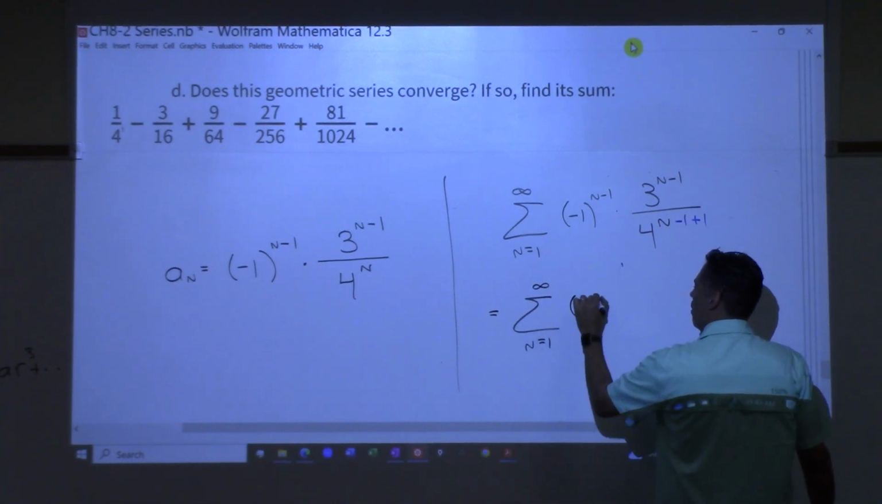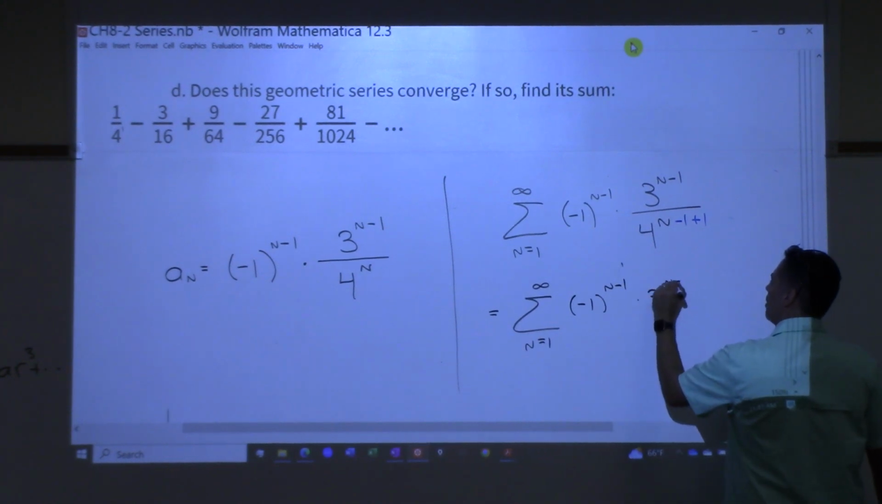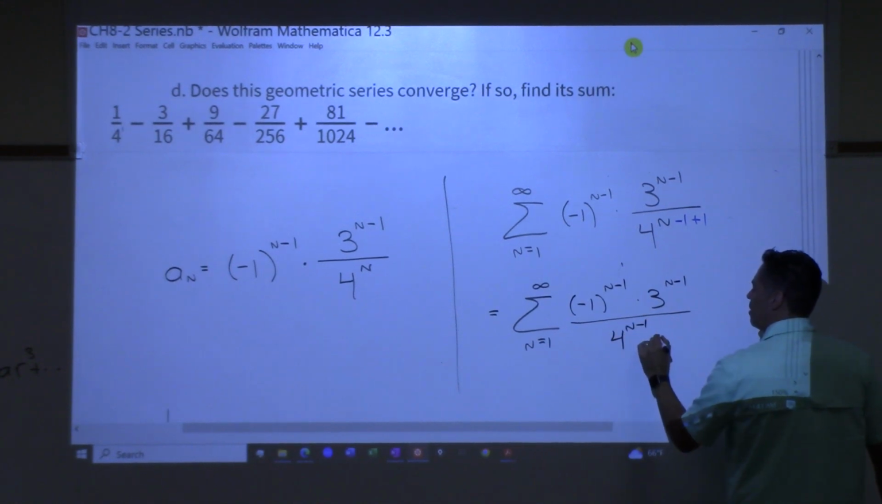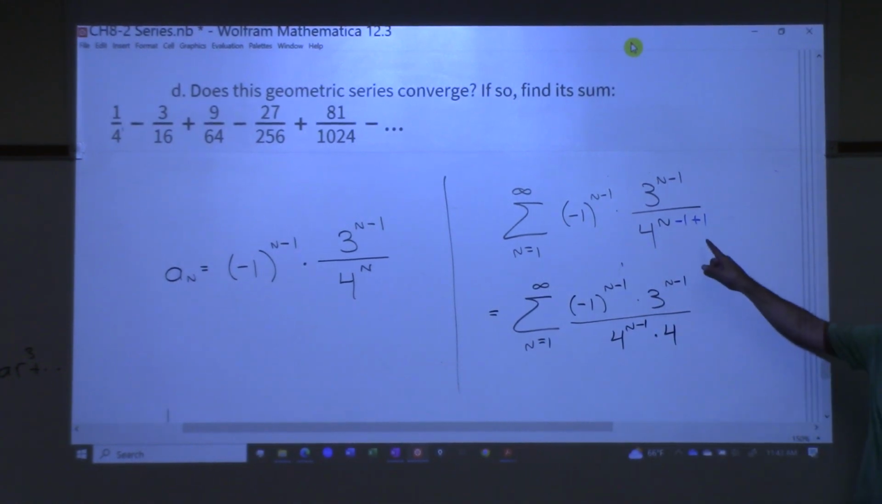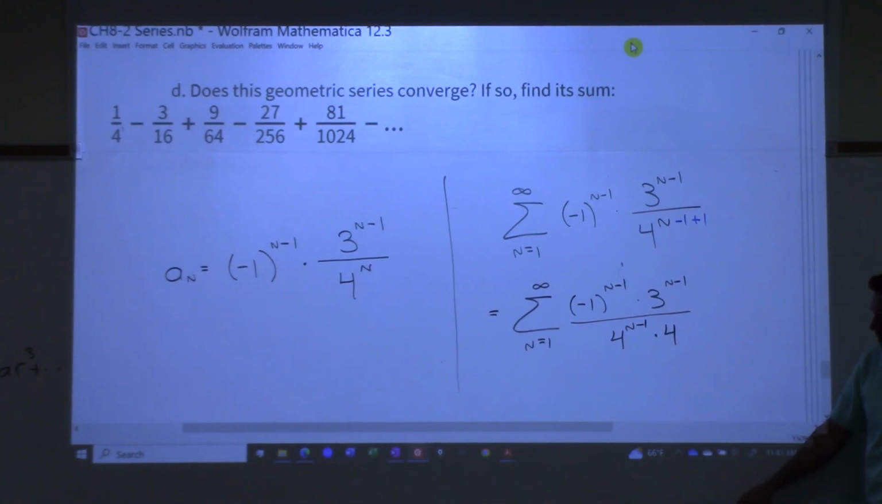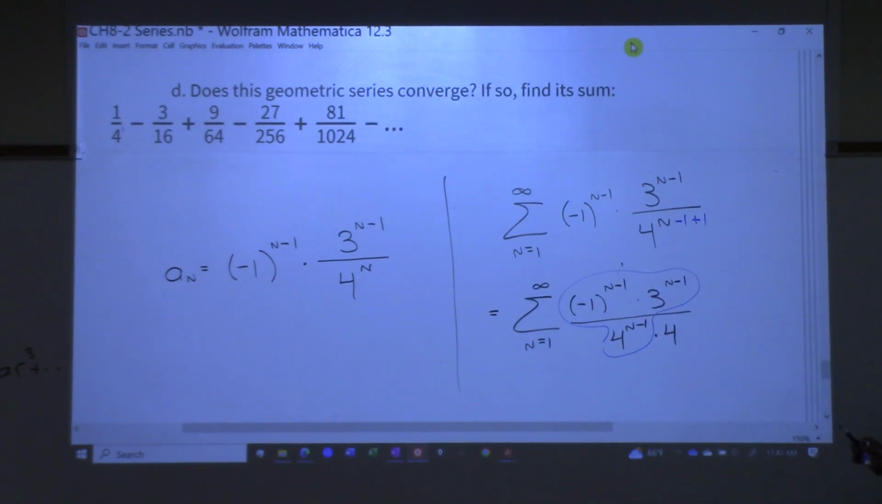All right, -1 to the n minus 1 times 3 to the n minus 1 over 4 to the n minus 1 times 4, right? That's what this is. And now I have a bunch of stuff with n minus 1 powers, right? All 3 of these factors are to the same power n minus 1. So I can put them all together. We'll put it all together first, though. Are there any questions on this?